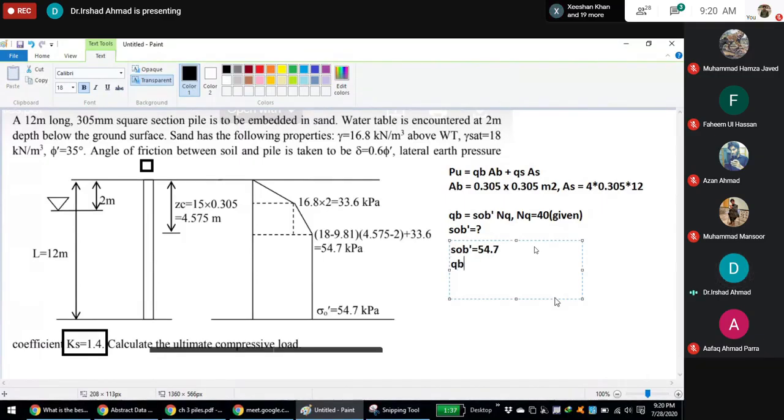So what will be QB now? 54.7 into 4, that is in kPa. That is QB. What is the value of QS? QS, you know, is Ks times average sigma naught prime times tangent delta. Tangent delta, we know, is 0.6 times 35 degrees, which is the phi value. Everything in this equation is known except the average value of sigma naught prime.